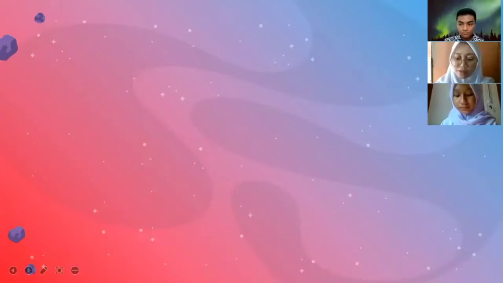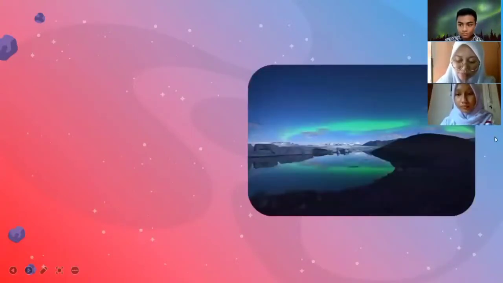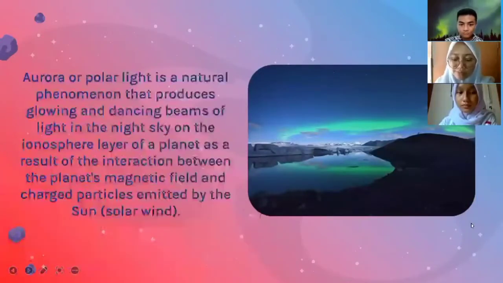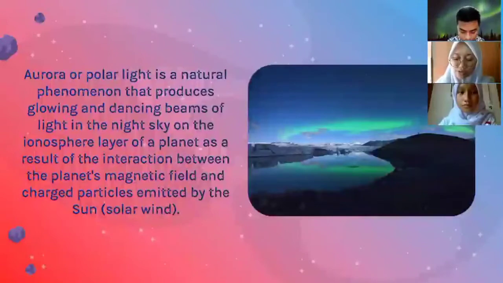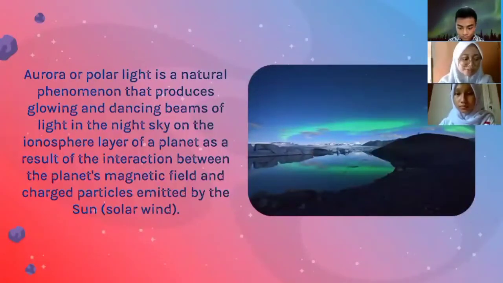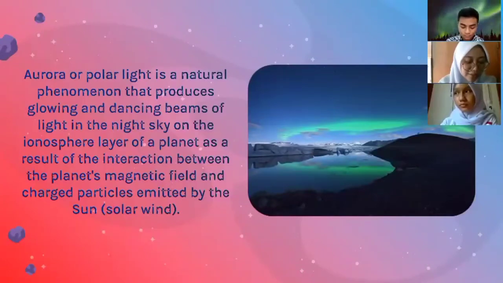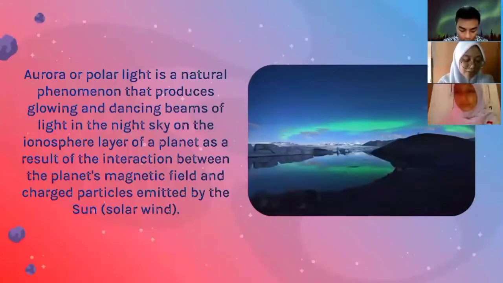Okay, the first material will be read by myself. Here, we have a picture of an Aurora. From the picture, we can explain what Aurora is. Aurora, or polar light, is a natural phenomenon that produces glowing and dancing beams of light in the night sky on the ionosphere layer of a planet as a result of the interaction between the planet and charged particles emitted by the sun, or solar wind.